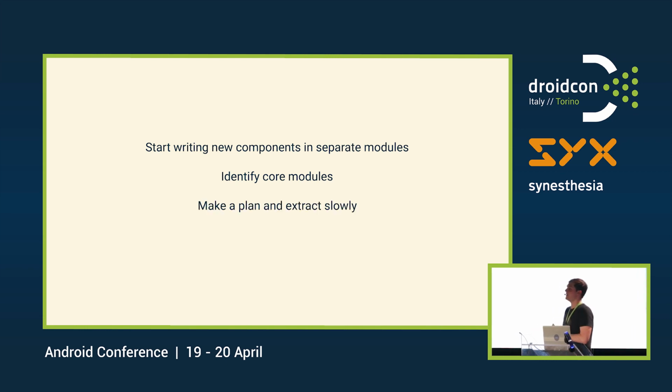And really, make a plan and extract slowly. Don't jump into the rabbit hole and just define 20 different modules because you kind of need to do it right now to make it compile again. That's not going to give you any benefit in the long run. Really try to make a plan and take an assessment at the start of what work needs to be done to really extract something into a module. And once you're there, enjoy the multi-module world.